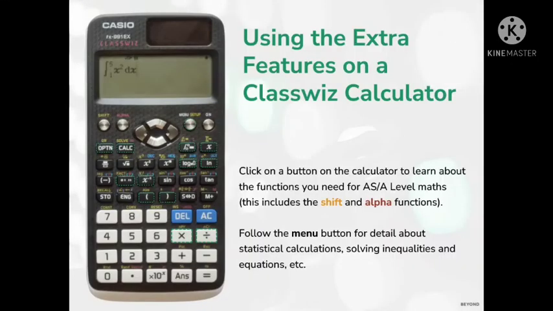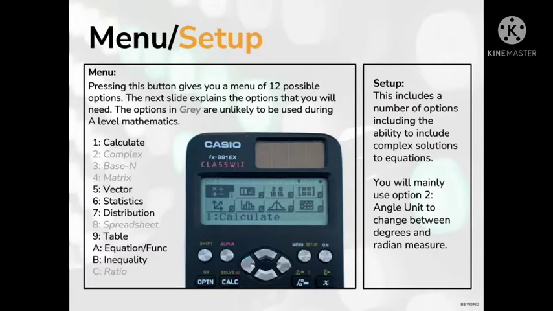Let's get right on to the menu and setup mode. Pressing this button gives you a menu of 12 possible options, and the next slide that you're going to see explains the options that you will need. The options in grey are unlikely to be used during A-level maths, but in further maths you'll be using at least options number 2 and number 4. Option C you won't use as much.